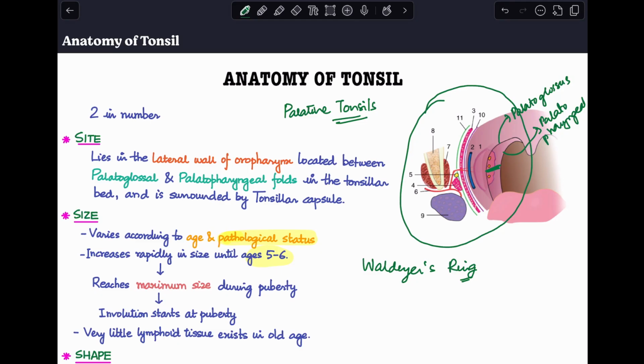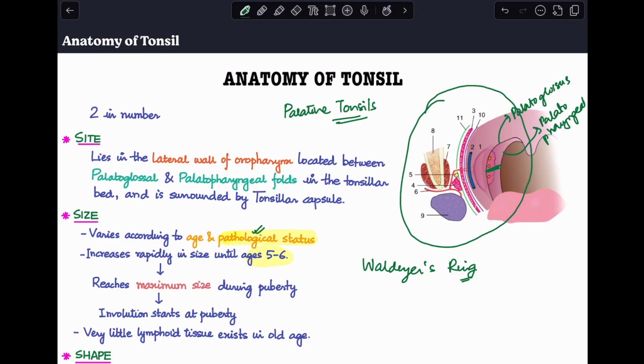Now, we were talking about the size varying with the pathological status as well. So, in a case of acute tonsillitis, we'll see that the tonsils are much enlarged at that time. Whereas, in a case of chronic tonsillitis, you may find your tonsils to shrink and become very fibrous. So, the size of the tonsil keeps varying according to the age of the person as well as the pathological status of the person.